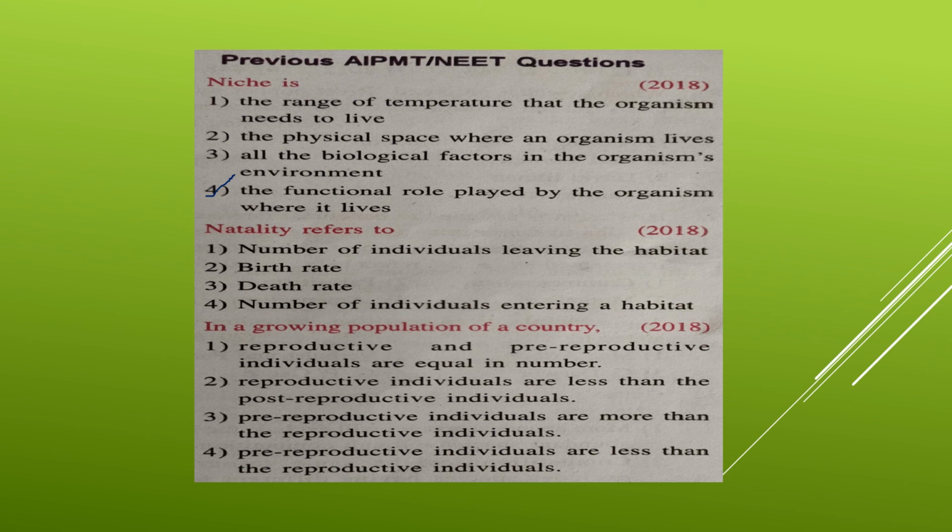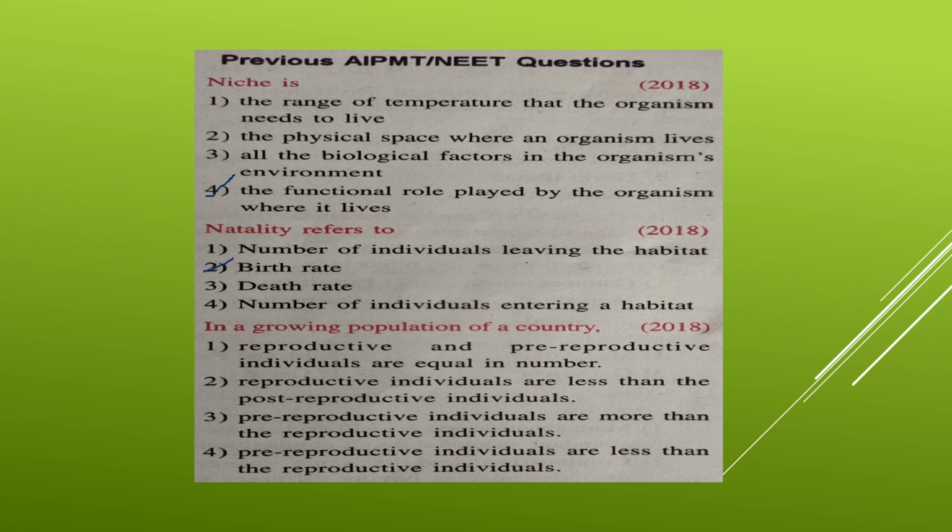Now, the other name for natality is birth rate. Mortality is called death rate. Immigration is the individuals who are coming into or entering the habitat. Emigration means leaving the habitat.